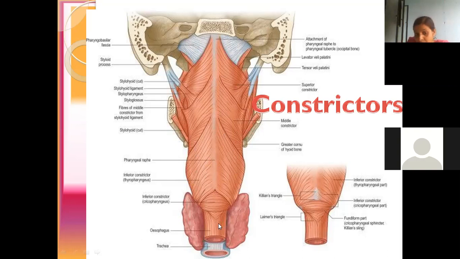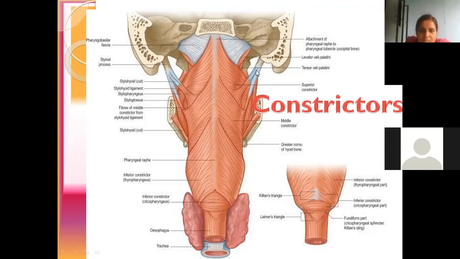What is the further continuation of this muscle? Esophagus. Very good. What is the front tube? Trachea. The larynx, the trachea. What is the tube behind? Esophagus. That means we have two tubes. One tube is for the airway and the other tube is for food. The front tube is for the airway, the tube behind is for food, the food passage.